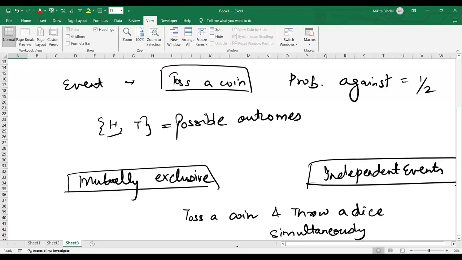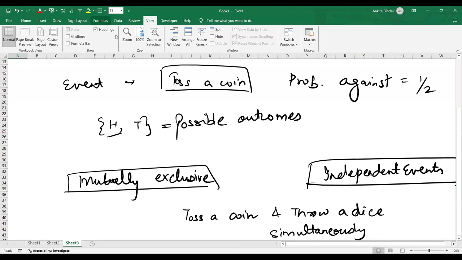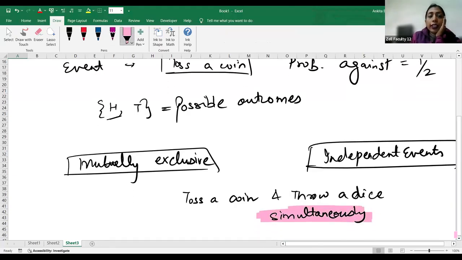Yes, ma'am. I have two hands. I can use one to throw and one I can use to toss. Correct? So I can do these two things simultaneously. So if you can make things happen together simultaneously, then these kind of events are known as independent events, which can occur together.